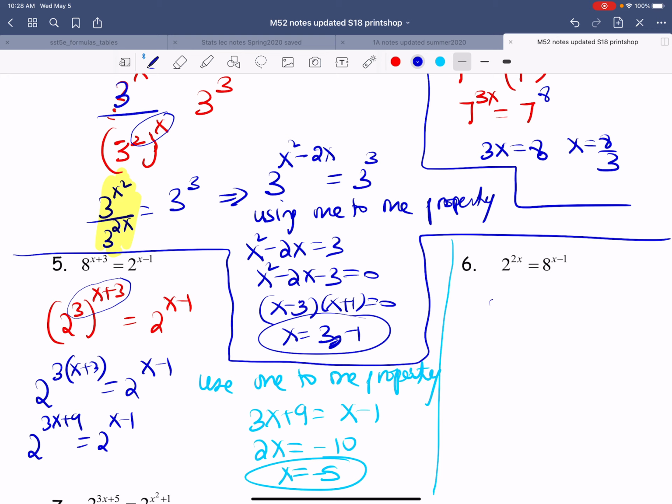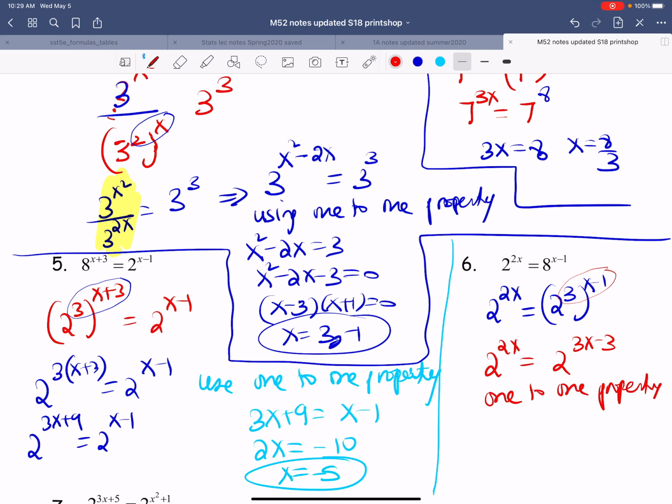So 2 to the power 2x equals 8 can be written as 2 to the third power, x minus 1. Again, these two exponents are going to multiply. So 2 raised to the power 2x equals 2 to the power 3x minus 3. Using the one-to-one property, we can say the exponent 2x is equal to 3x minus 3. Let's go ahead and isolate, solve for x, subtract 2x from both sides. x equals 3 is what I'm left with.